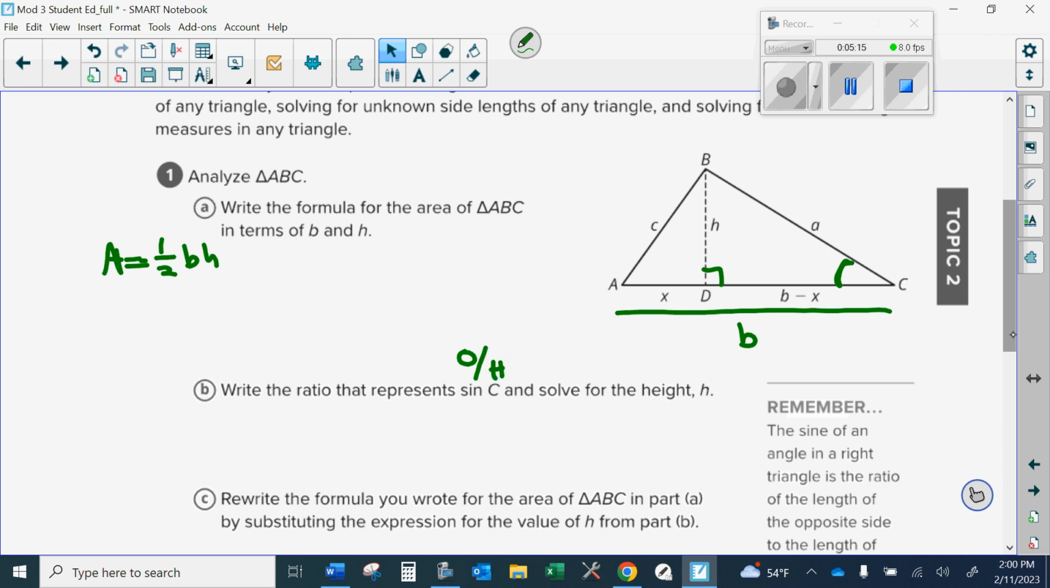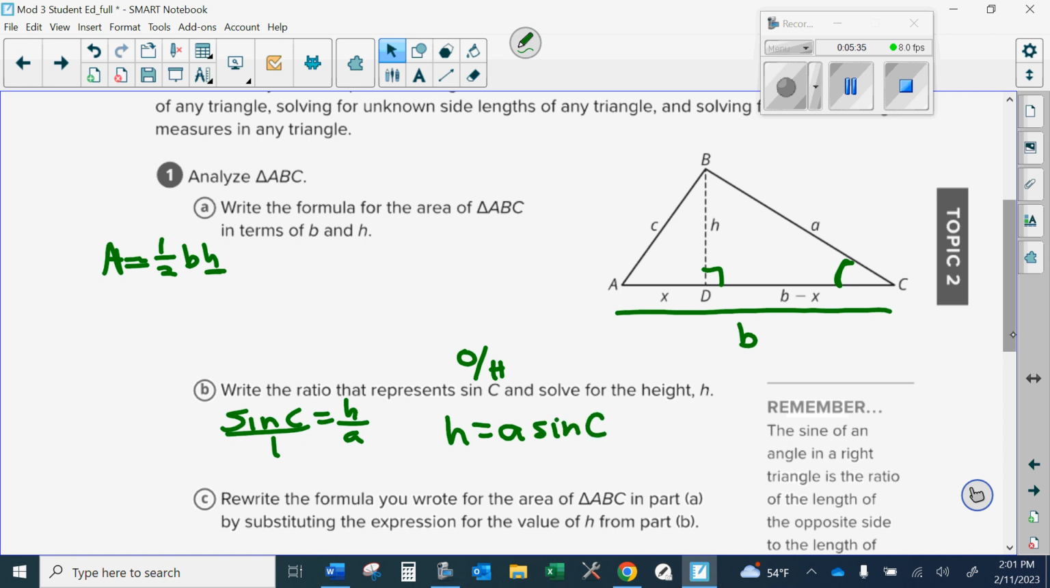So that is h over a. So sine C equals h over a. Now remember, we have h right there, and we didn't know what it was. So now we can solve this for h. Cross multiply, we get h equals a sine C.